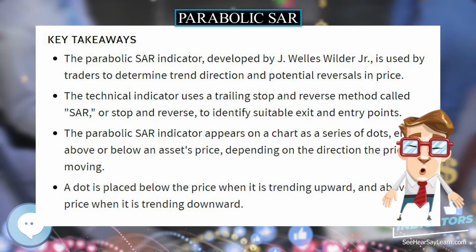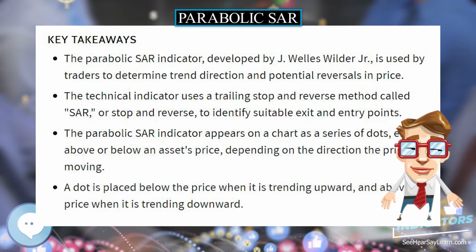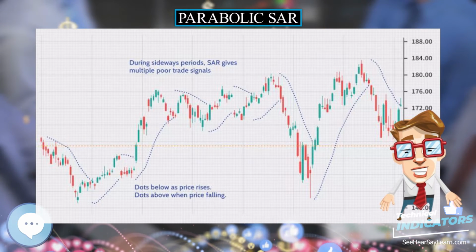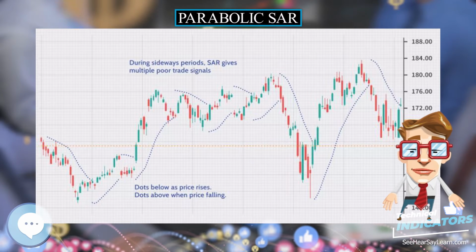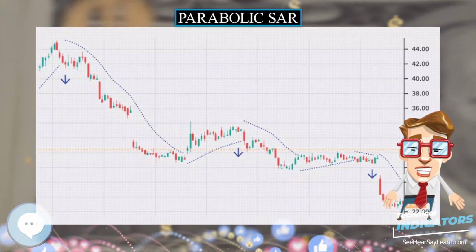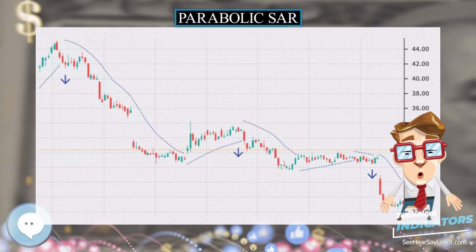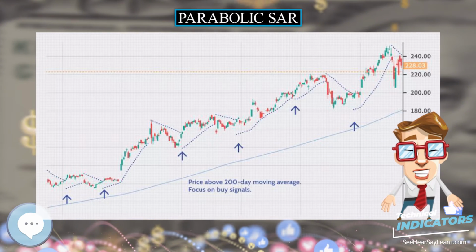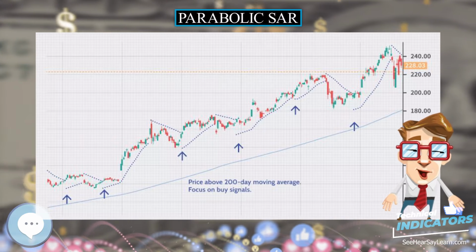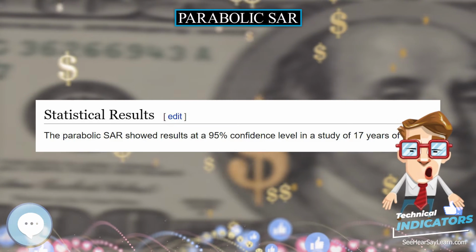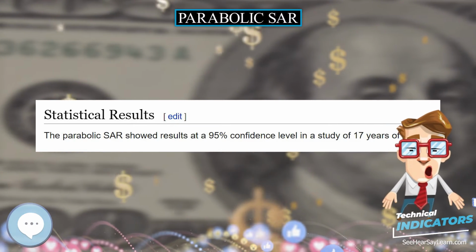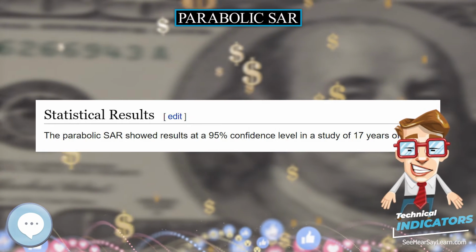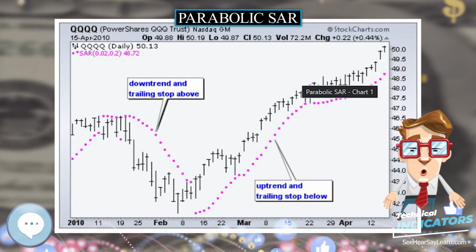The general formula used for this is SAR_{N+1} = SAR_N + α(EP − SAR_N), where SAR_N and SAR_{N+1} represent the current period and the next period's SAR values, respectively.